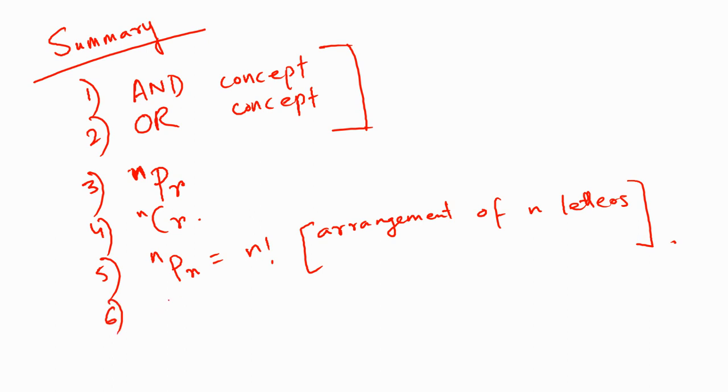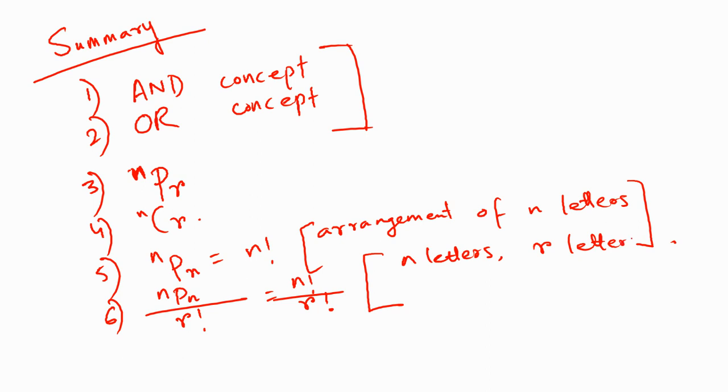So if there are, let's say, r same letters from n letters, then how many arrangements are possible? nPn divided by r factorial, that is n factorial divided by r factorial. What is this scenario? n letters, r letters are the same. So that is the total number of arrangements. We discussed this in detail also.